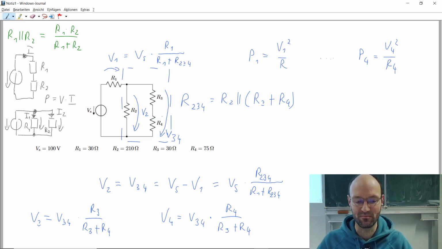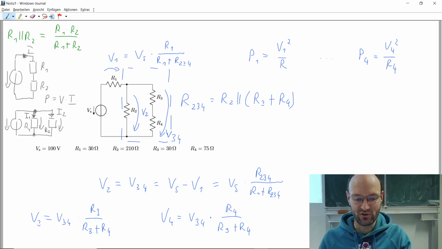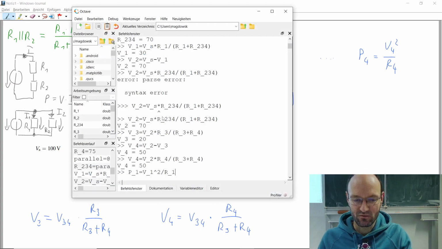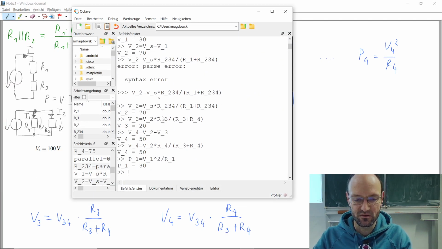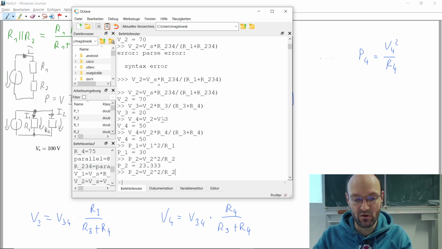Yeah, it has the right amount of resistance to get a fair amount of current and voltage at the same time. Okay, so coming back to Octave, now we can calculate, and the power in the first resistor is 30 watts. The power in the second resistor is just 23 watts.